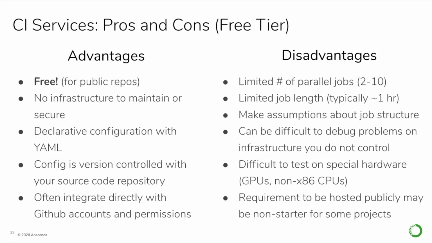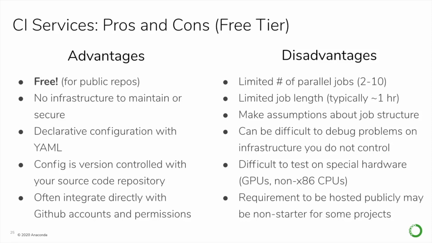But a big one is that it can be very difficult to debug problems because you don't control the infrastructure. On one hand, you don't have to pay for the infrastructure. On the other hand, if something goes wrong, it's very hard to figure it out because you can't just SSH into the machine in many cases. It's also difficult to test on special hardware. Things like GPUs and non-x86 CPUs often don't exist in the free tier. Sometimes they don't exist at all. And often the requirement to host the project publicly may be a non-starter for you. Again, for open source Python projects, this is no problem.